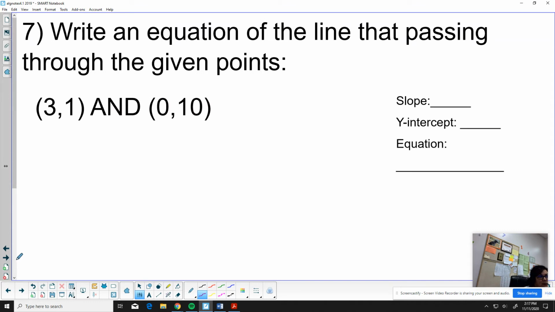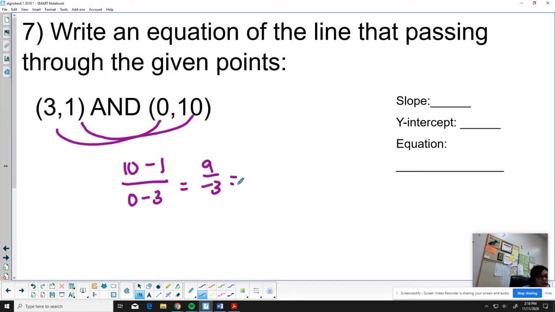All right, let's try this one. So we're going to come up with the slope first. We're going to use y2 minus y1. So 10 minus 1 is in the numerator, and 0 minus 3 is in the denominator. So that's 9 over negative 3. My slope is negative 3.